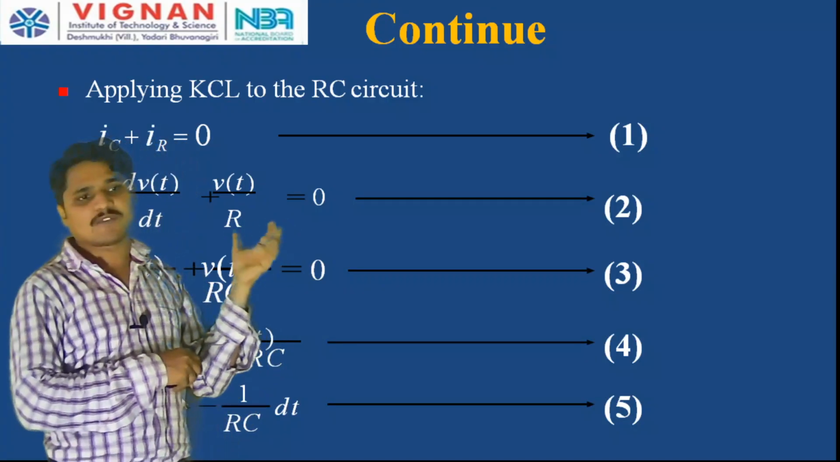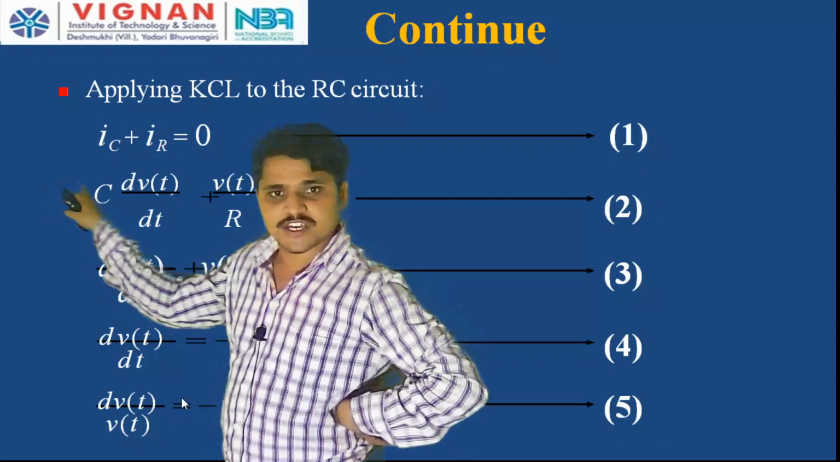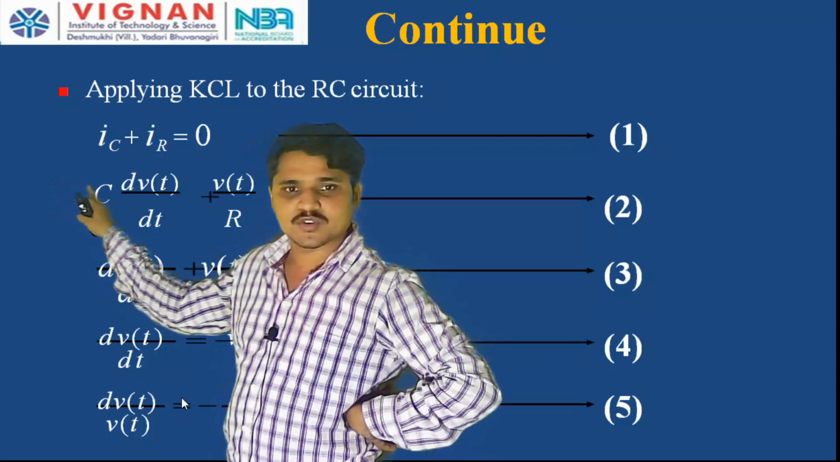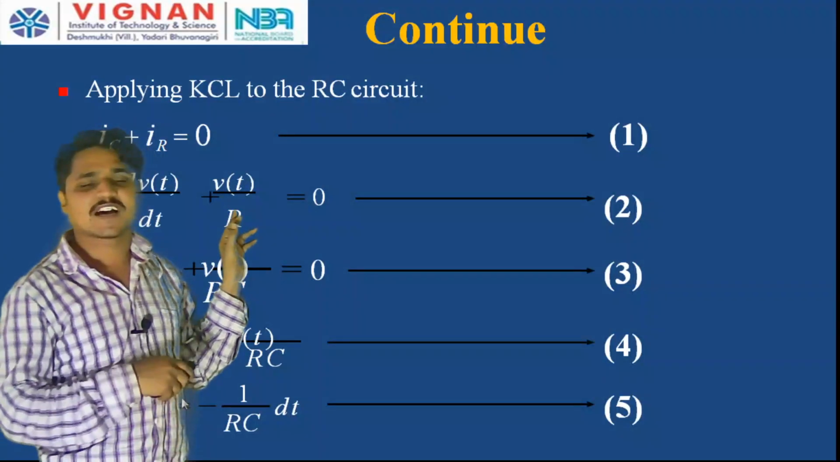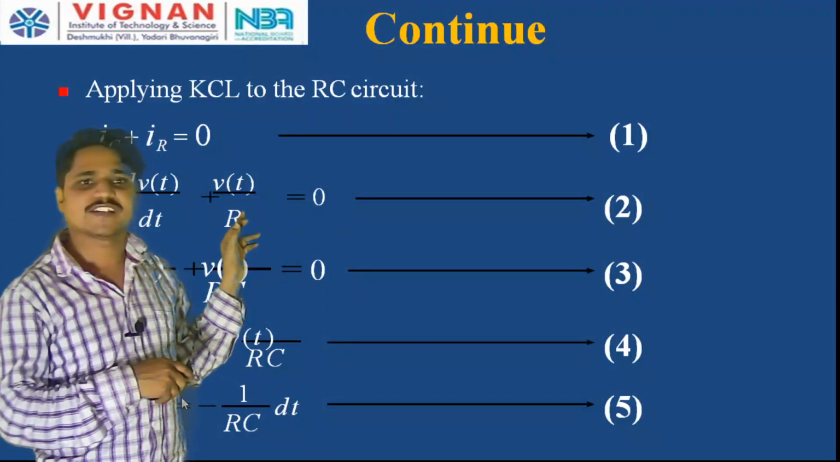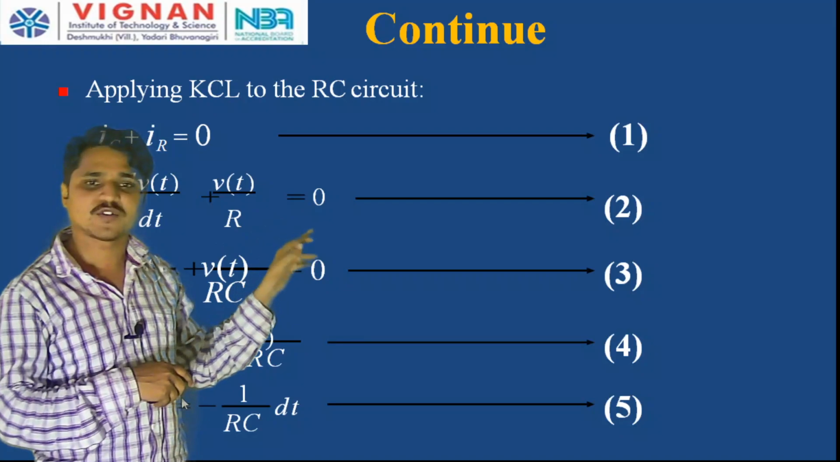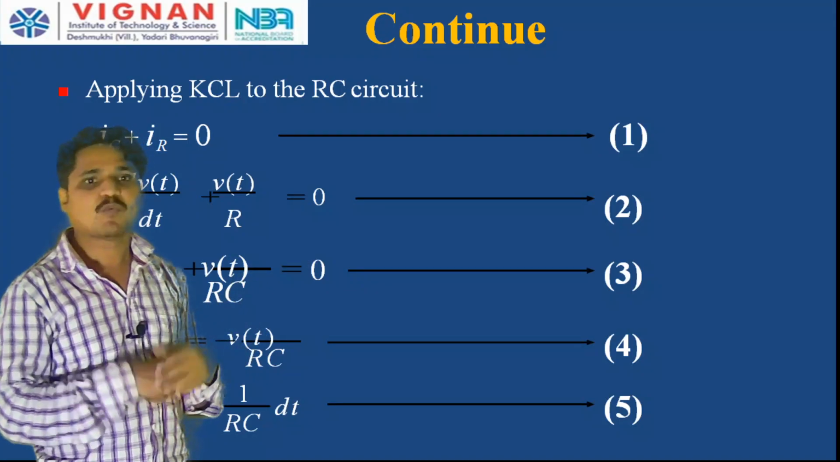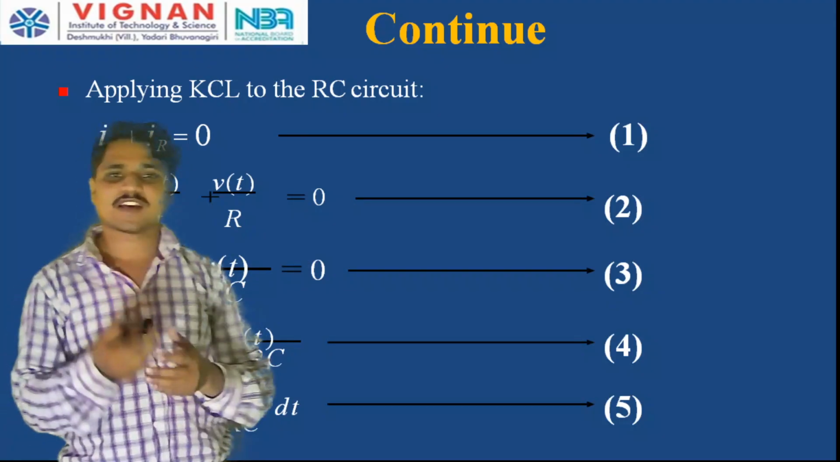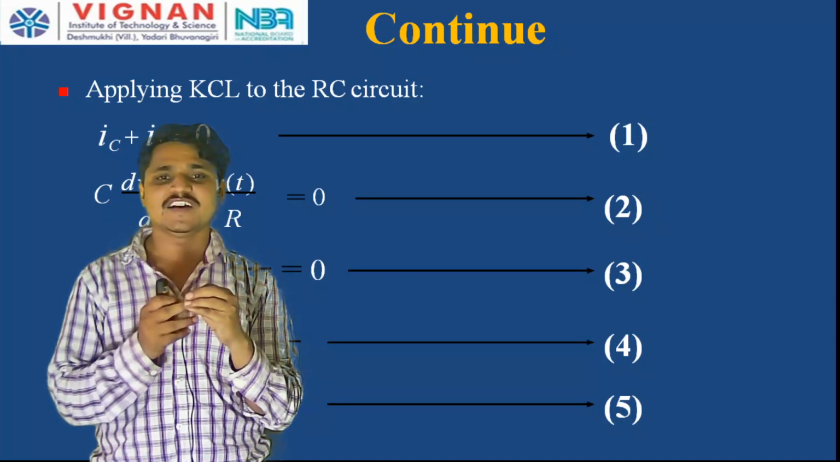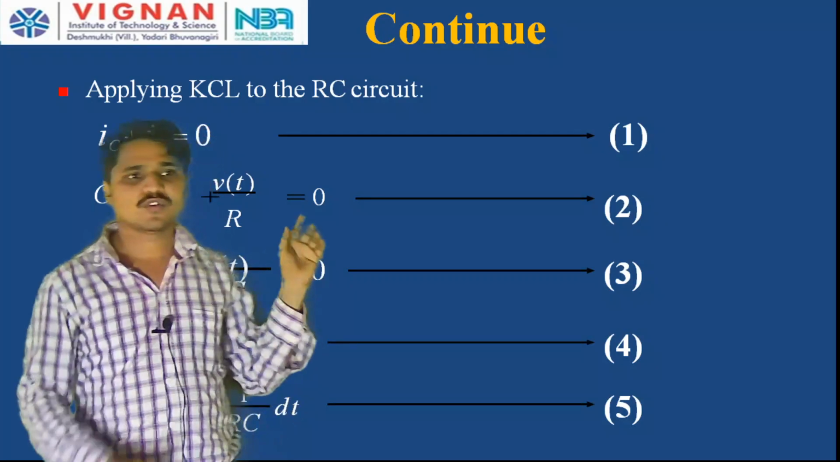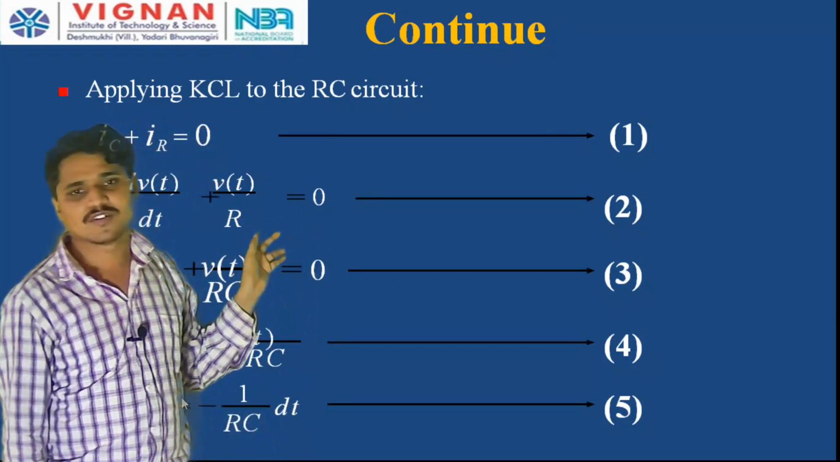What is the formula for the current flowing through the capacitor? It is C into dV of t by dt. Plus, the current flowing through the resistor, I equal to V by R, so V of t by R, is equal to 0. Now, what do we have to calculate? For the capacitor we have to calculate the voltage first; for an inductor we have to calculate the current. So, we have the dV by dt term here.